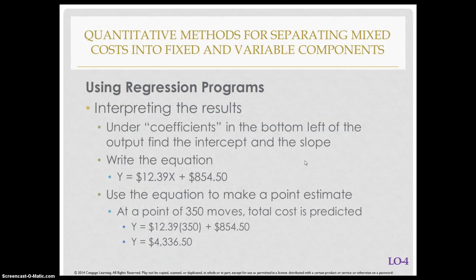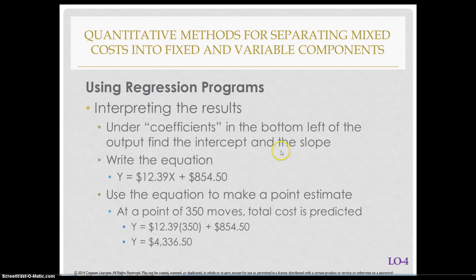So let's interpret the results. Under the coefficients in the bottom left of the output, find the intercept and slope. Under the coefficient heading, so that's going to be in your column B, we have the intercept and the x variable 1, which would be our slope. So if we input that into our mixed cost equation, we have here y equals 12.39, that's our variable cost, times x plus $854.50. There's our fixed cost right there.